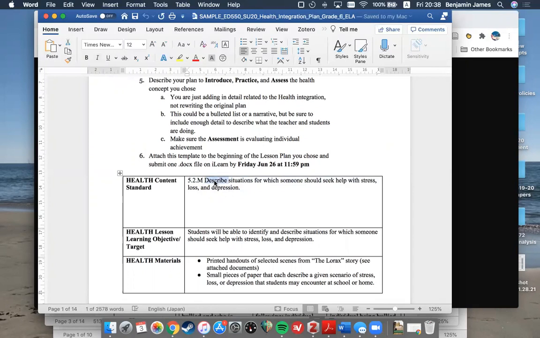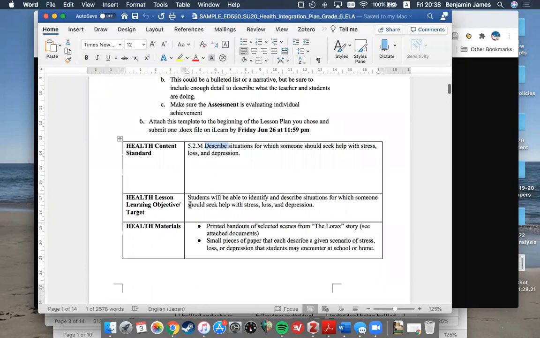So here's our verb here. We should really be able to see this in the learning objective. And of course, we can. Students will be able to identify and describe situations for which someone should seek help with stress, loss, and depression. I mean, it's literally the words from the standard, which is totally fine.